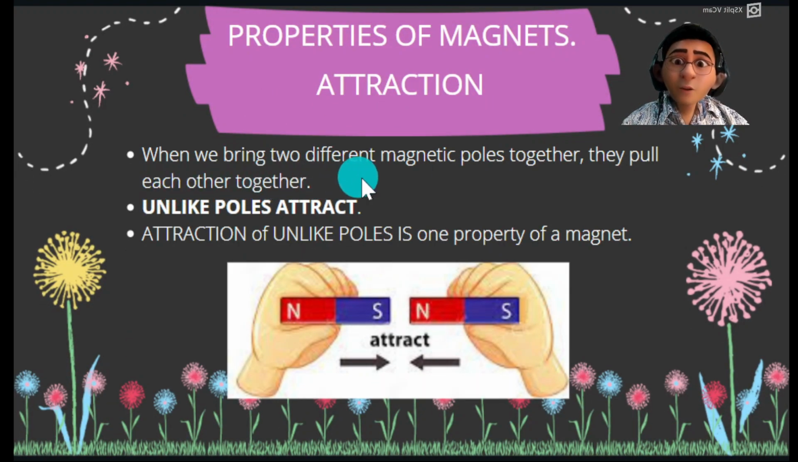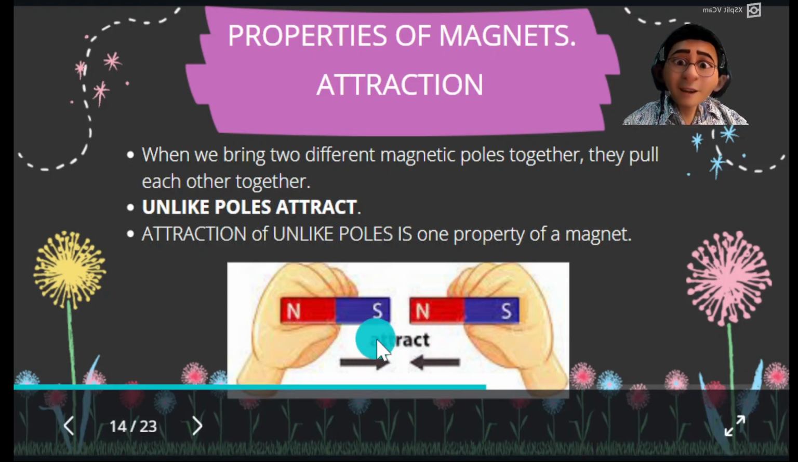When we bring two different magnetic poles together, they pull each other together. When it's different, S and N, it pulls, it sticks, it pulls towards each other. Unlike poles attract. This is called unlike. N and S, it sticks. Ia suka sama suka. So N likes S. So this is unlike poles, not the same pole, attract. Attraction of unlike poles is one property of a magnet.